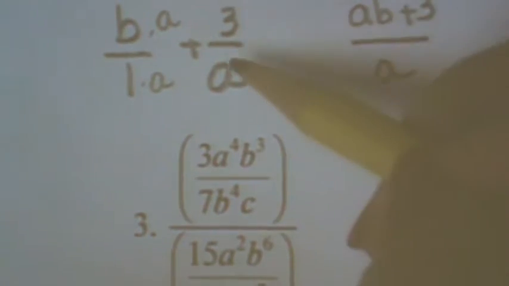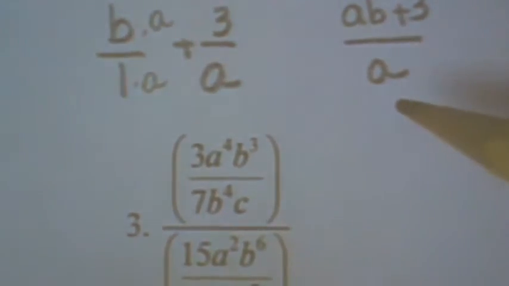Now check this out. What are you going to multiply these two by? A. And this is also ab plus 3 over a. Oh, you did the same thing on the bottom. Yeah, I just reversed, instead of ba, I wrote ab. I just alphabetized them right here.